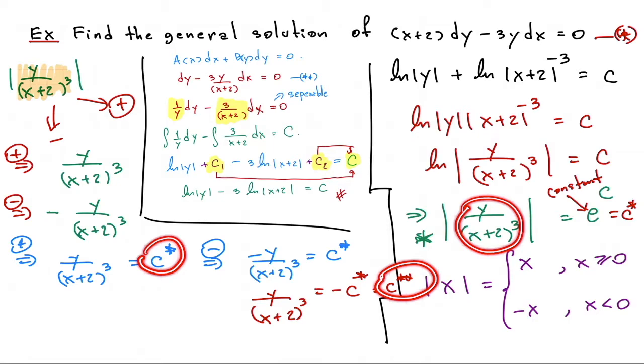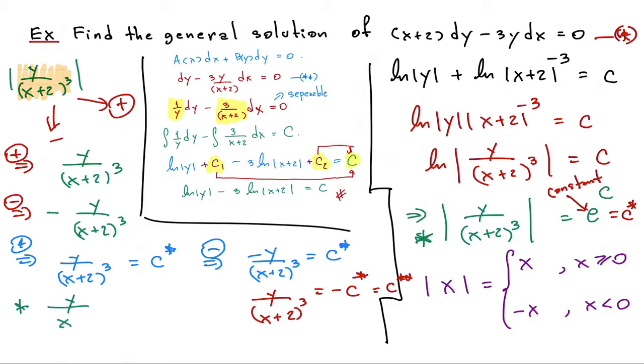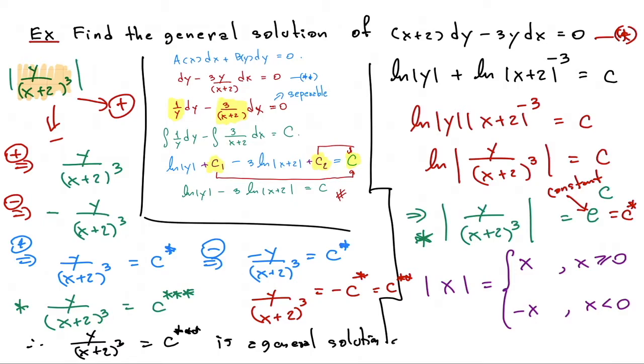Okay, so then I can just take the absolute out. So this is what I get. I can call it c triple star, right? It's just some constant. You can name it whatever you like. You can name it c with 5 stars if you want. Okay. So that's the solution. That's the general solution. So y divided by (x plus 2) cubed equals c triple star is a general solution of this.